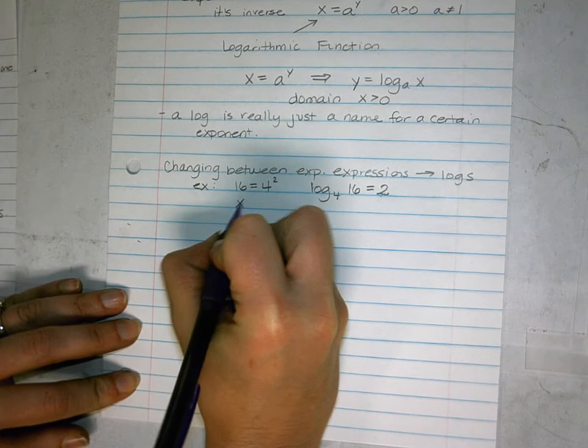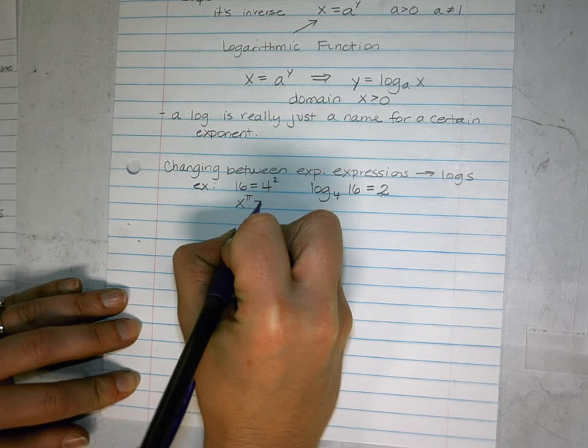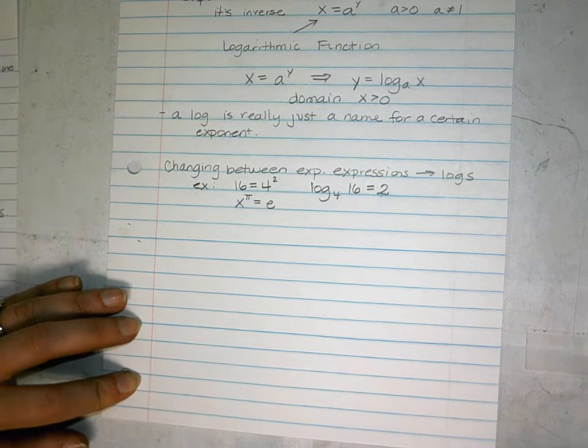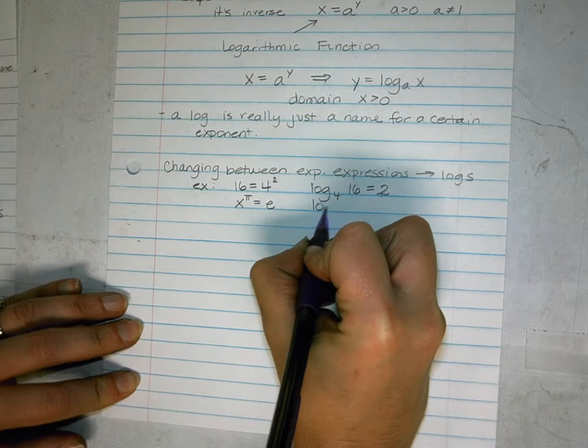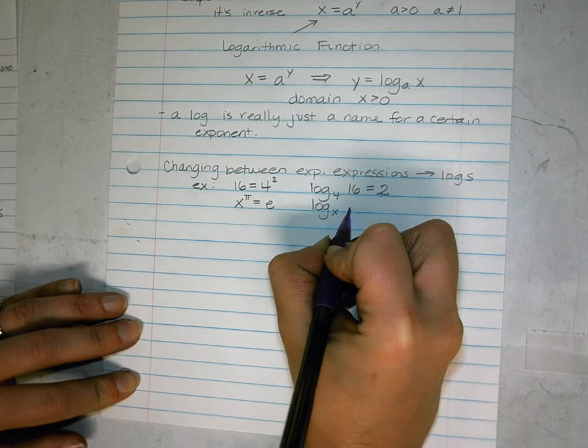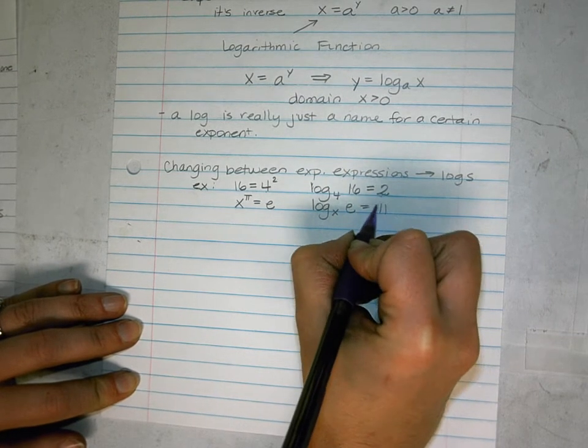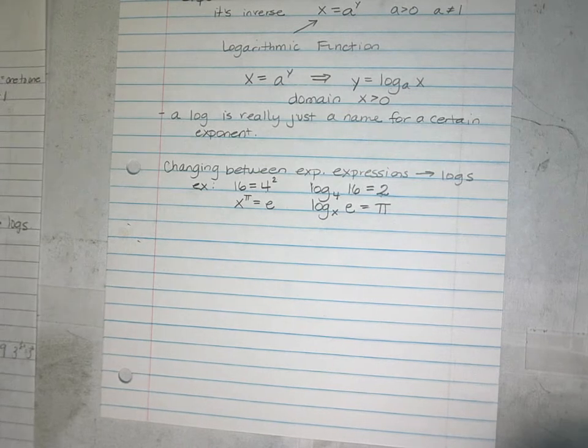Another example would be if I have x to the pi power, that equals e. So log base x of e equals pi. When I raise x to the pi power, I get e, or x to the pi power equals e.